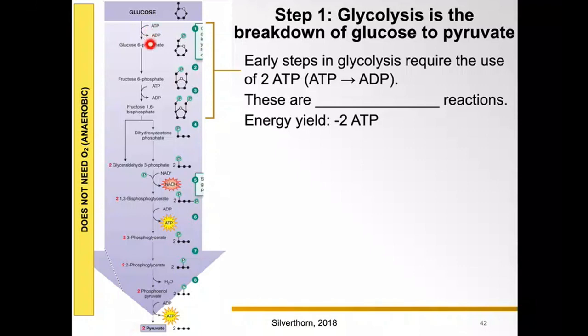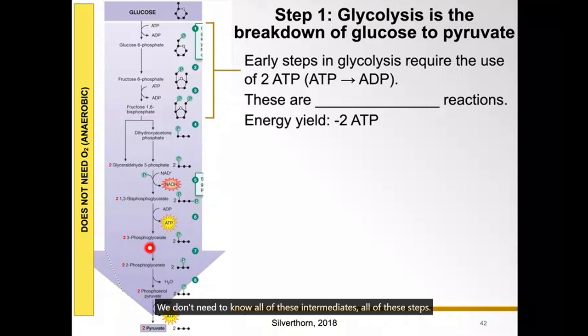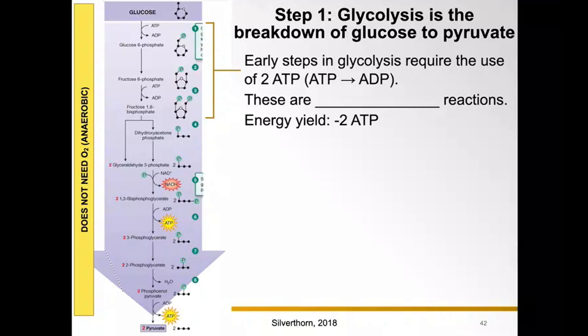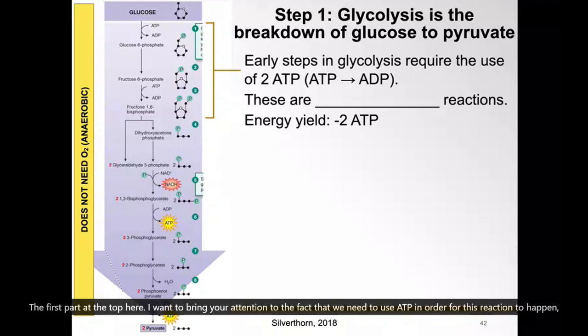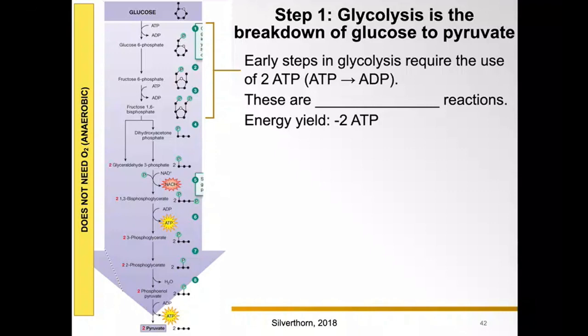Now, as I said, here we see all of the 9 steps of glycolysis. We don't need to know all of these intermediates or all of these steps. But I want to highlight a few things. So glycolysis is basically a 2-step process. The first part at the top here, I want to bring your attention to the fact that we need to use ATP in order for this reaction to happen.